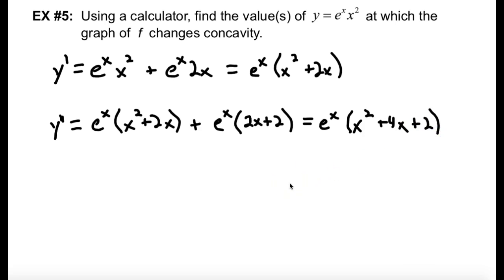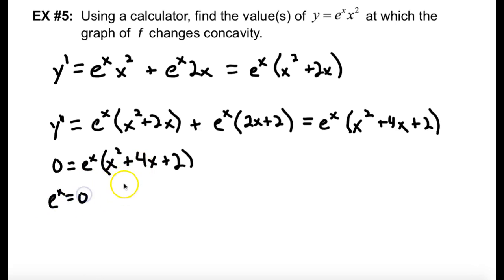So if I want to figure out where this graph changes concavity, I want to set my second derivative equal to 0. Now again, if this is a calculator question, I can just plug this whole thing into the calculator and find where it equals 0, where it crosses the x-axis. Or I could think about this in terms of each of these factors. I can set each one individually equal to 0, like this, e to the x, and x squared plus 4x plus 2.